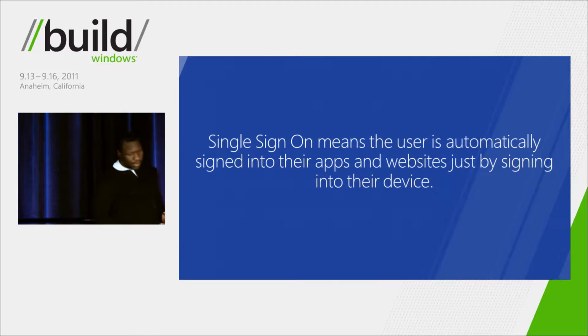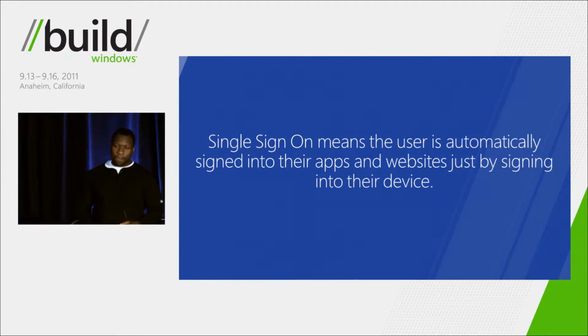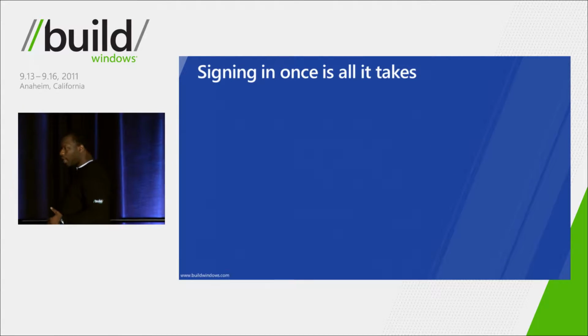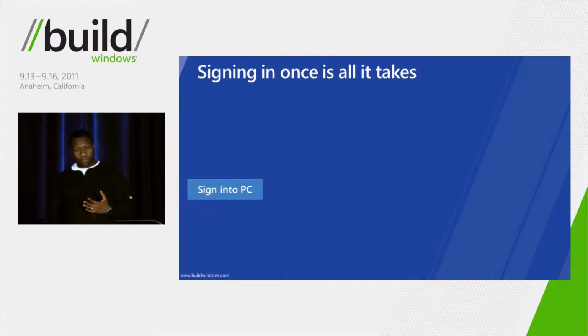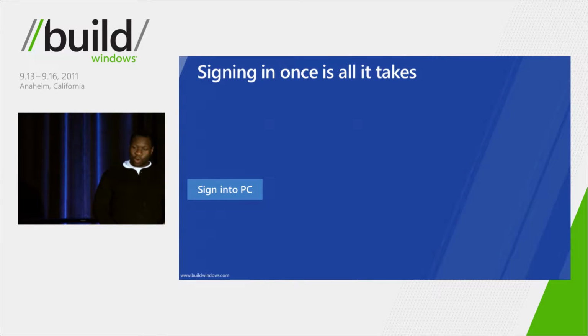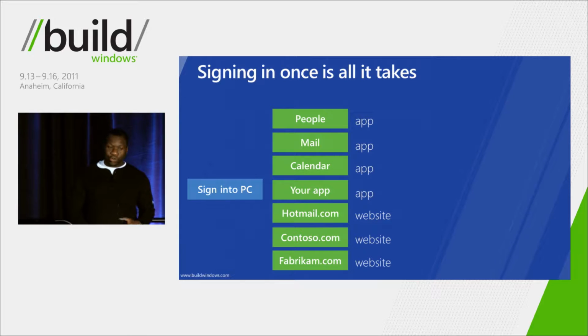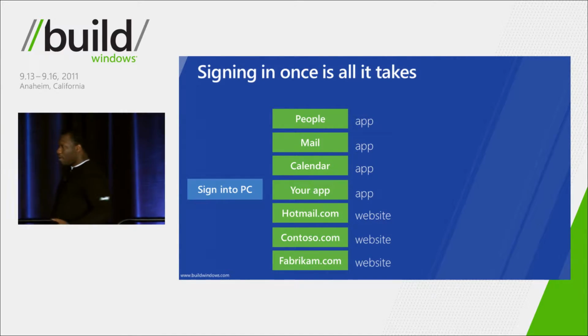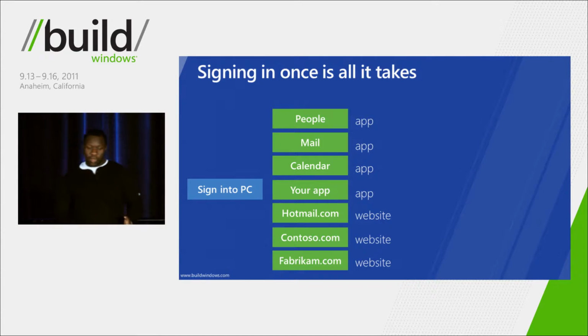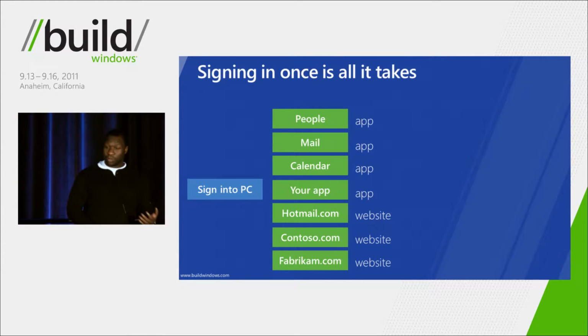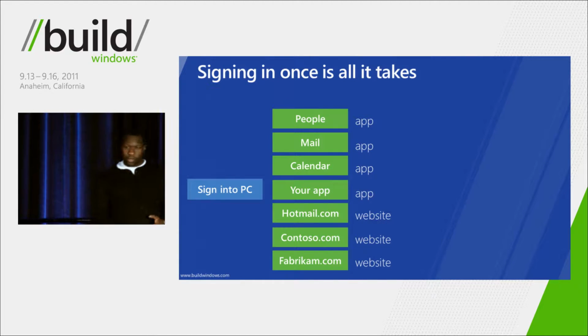And so now let's go back to single sign-on. So single sign-on is what I showed previously. That's when a user signs into their PC. Once that identity is known to the operating system, that's all it takes. They're signed into all of the Metro-style applications that support Windows Live identities, both those from Microsoft, like People, Mail, Calendar, the Windows Store, as well as websites.